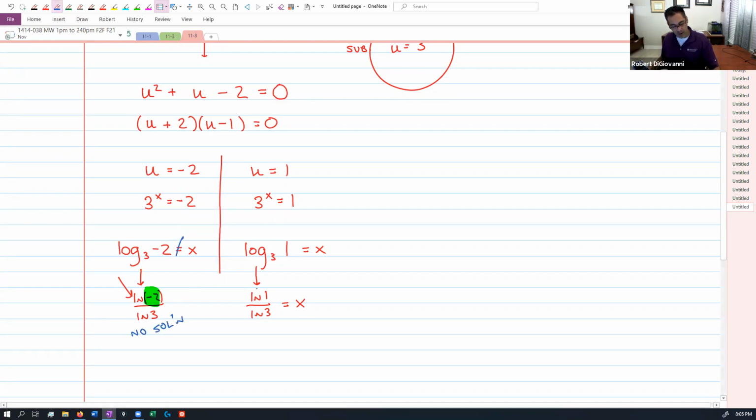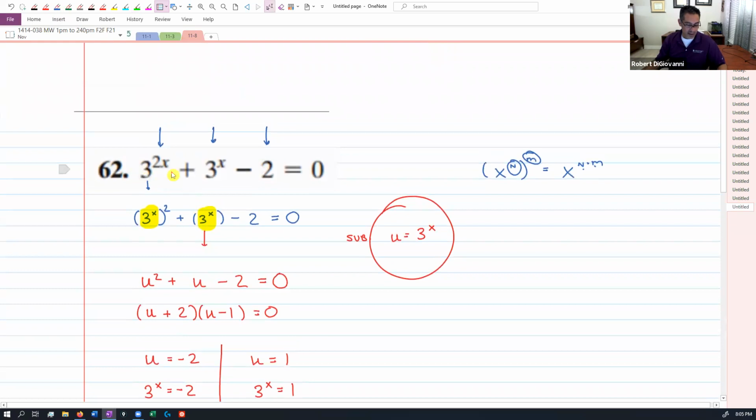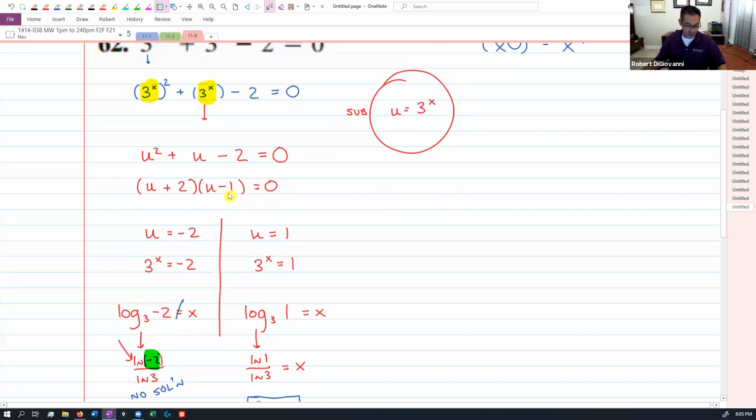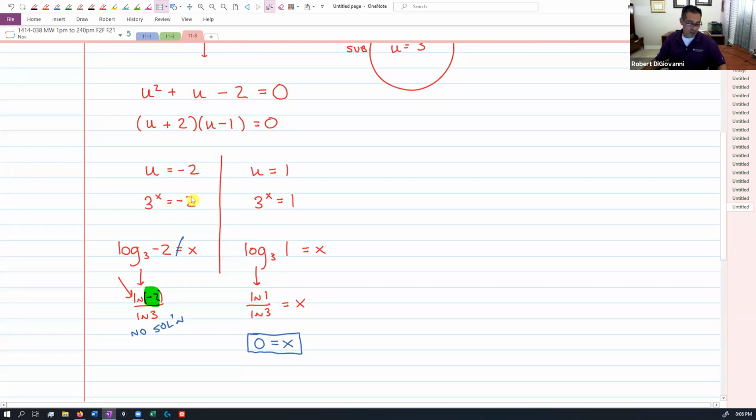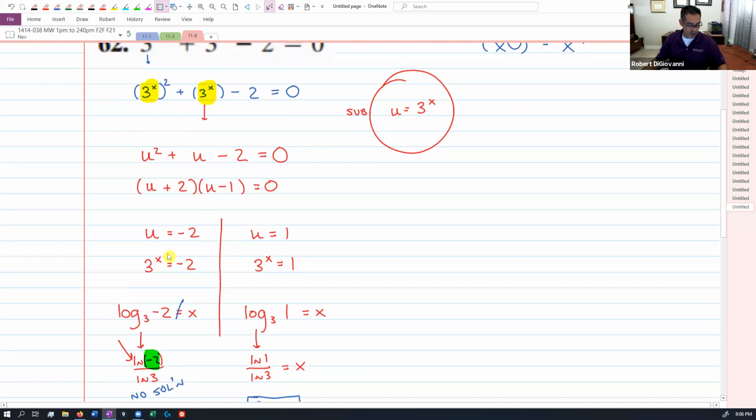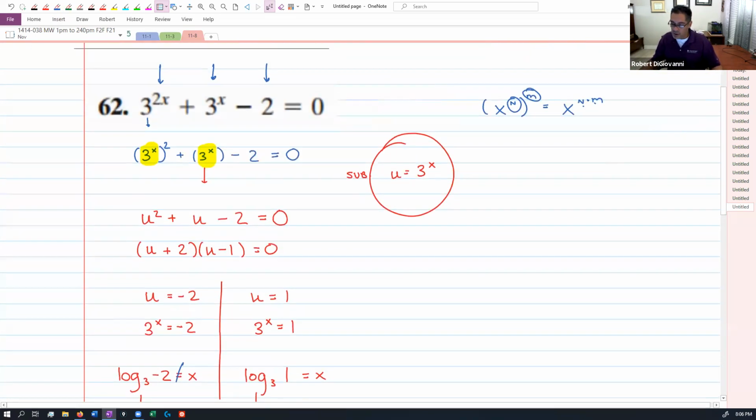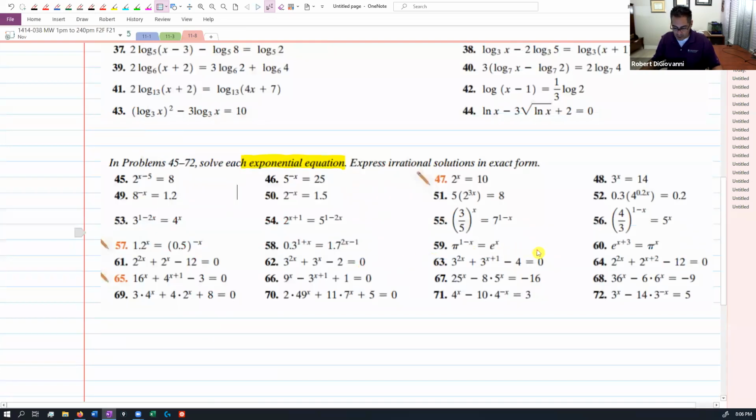Okay, now over here, if we do natural log of 1 over natural log of 3 on our calculator, we should get 0. So our only solution to this equation is 0. All right, so we had to look at this, and see that it looked like a quadratic by making this change here and then doing a substitution. Once we do the substitution, we solve, switch it back to what it was, and then solve those little equations using logs. All right, let's do another one of those.